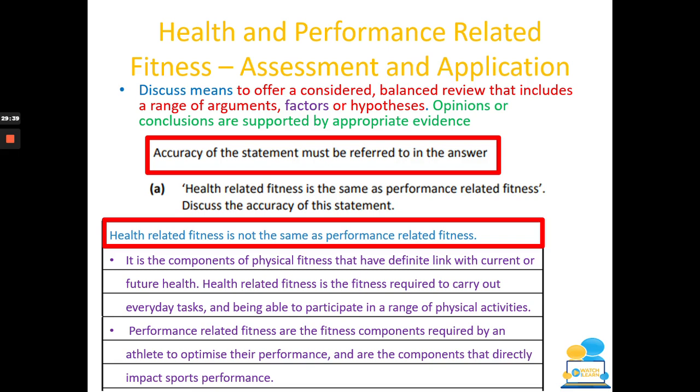So the components of physical fitness that have a definite link with future or current health is what health-related fitness is. Health-related fitness is the fitness required to do daily, everyday tasks. So walk up the stairs, carry your shopping, and be able to participate in a range of physical activities. Performance-related fitness, on the other hand, are the fitness components required by an athlete to optimize performance, and they directly impact sports performance.